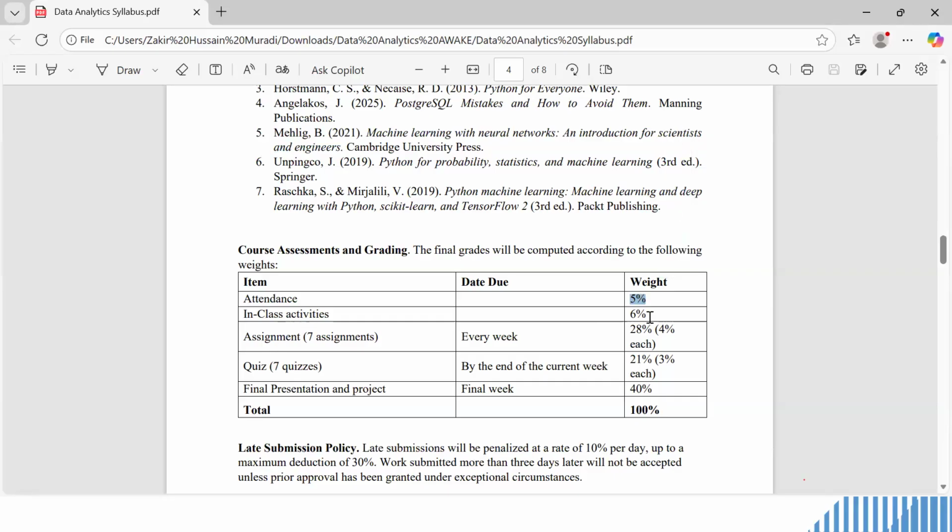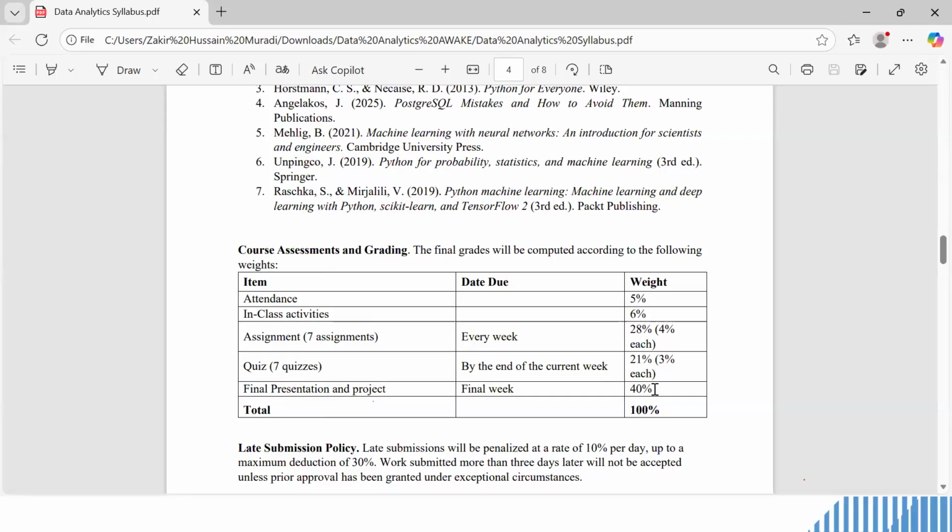And also in-class activity is like 6%. Assignment is 7, but it should be 8. Eight assignments and 8 quizzes. So it's just a typo. So you will have 8 assignments and 8 quizzes, and there will be a final presentation and project. And also there is a final exam, which will cover like 40% of this.